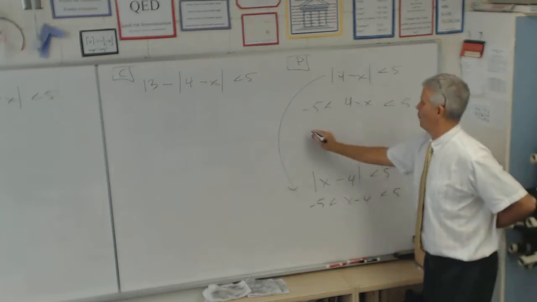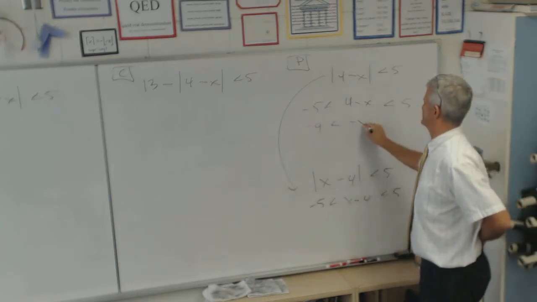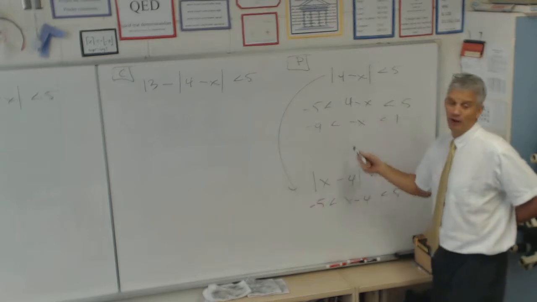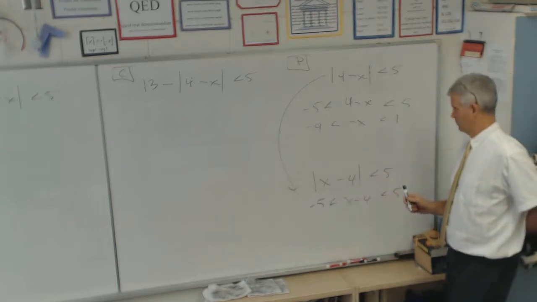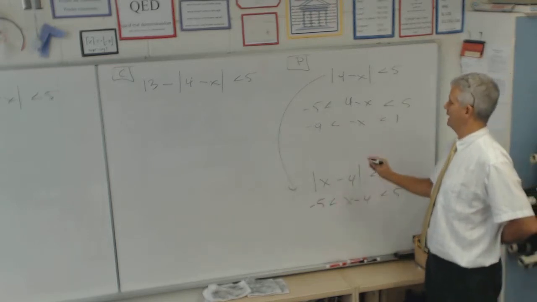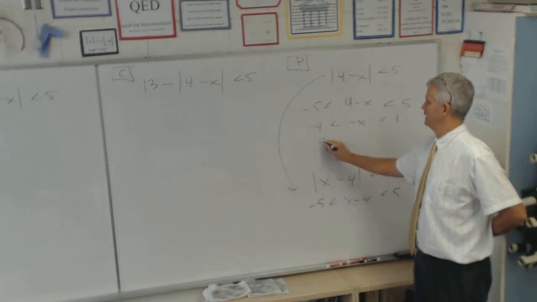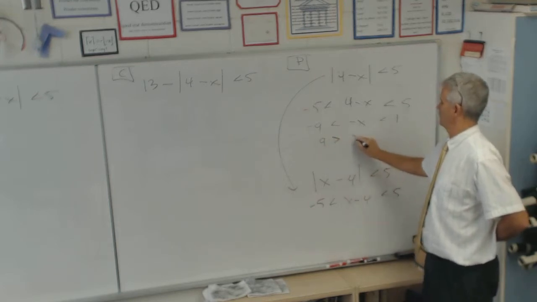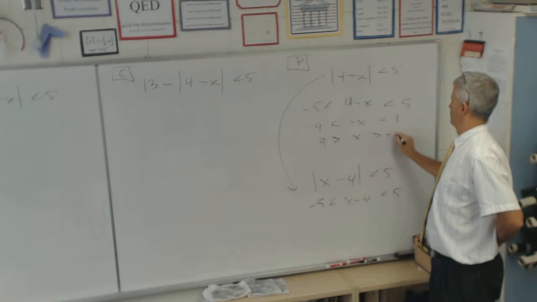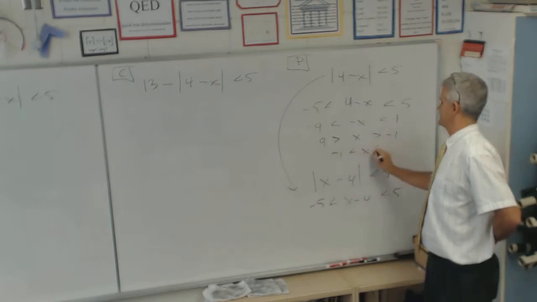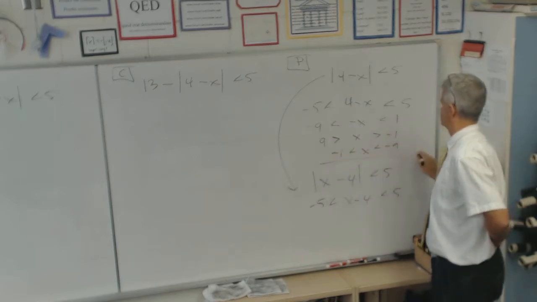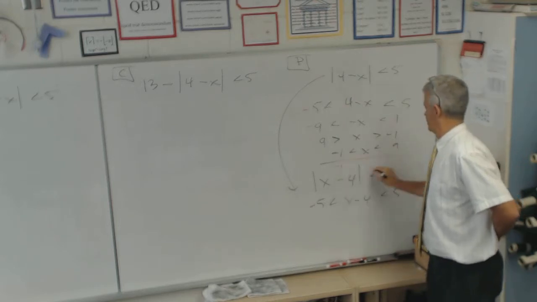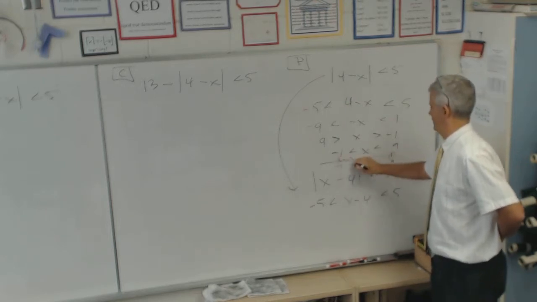Because you subtract 4, you get -9 < -x < 1. Now what? You have to multiply everything by -1, and we get 9, and you reverse the sign, > x > -1. So it's -1 < x < 9. It's -1 and 9, between.